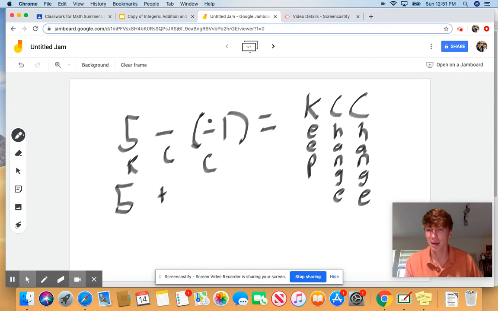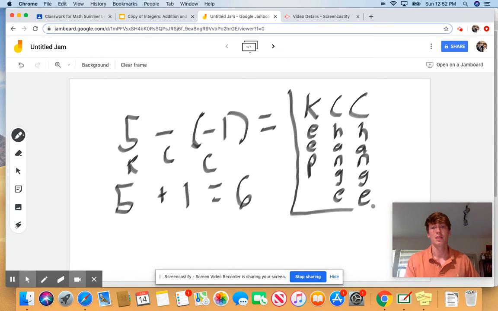What's the opposite of a negative? It's going to be a positive, right? So we have positive 1. Now, this is something that we can do, right? 5 plus 1, we did it earlier. It's 6. Okay? Remember, keep, change, change. It's just an easier way to think about it.